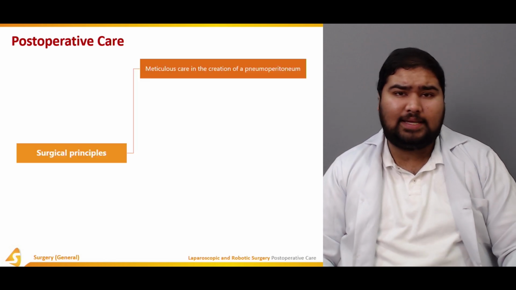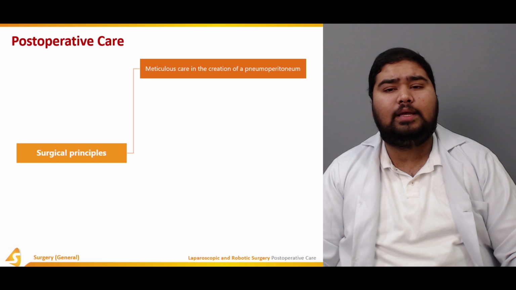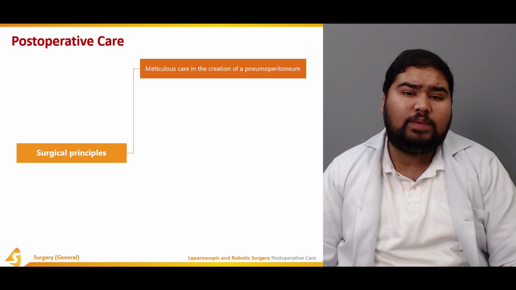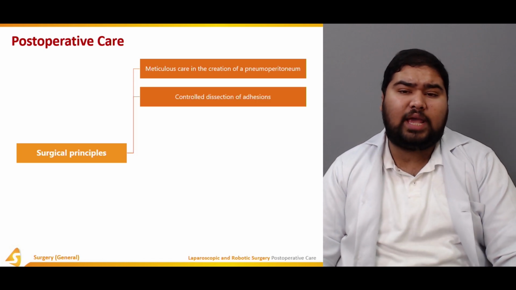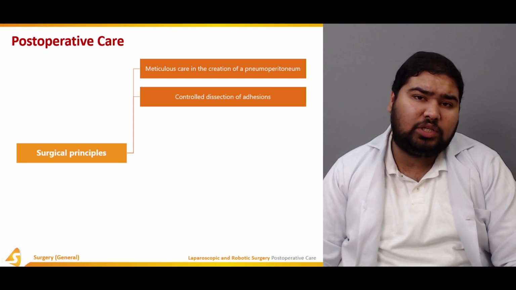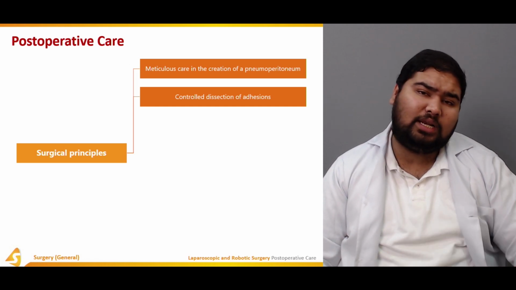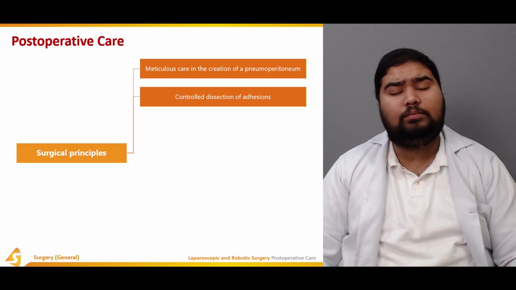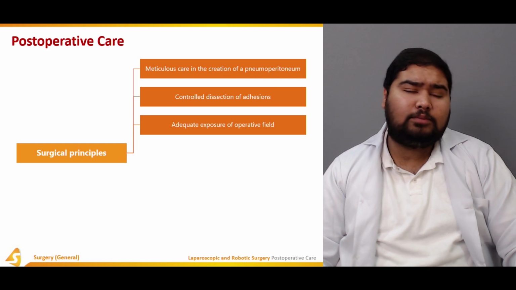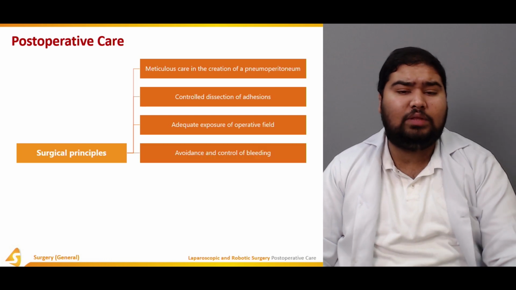So these are the basic surgical principles actually. The meticulous care in the creation of pneumoperitoneum should be undertaken. So one should be very careful in the creation of pneumoperitoneum. Then there should be controlled dissection of adhesions. So there should be limited dissection of adhesions so that only a tunnel is formed towards your specific part of the abdomen in which you have to perform your surgery. Then adequate exposure of the operative field should be there. The basic surgical principles always include that.